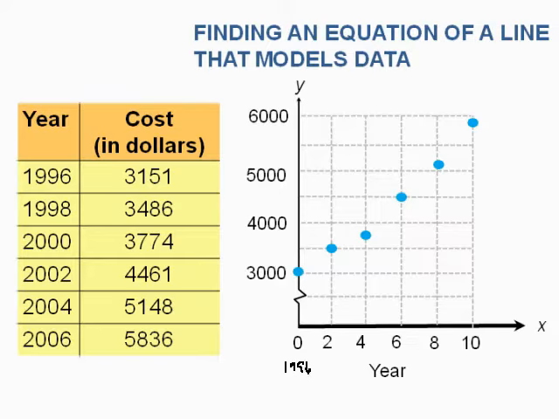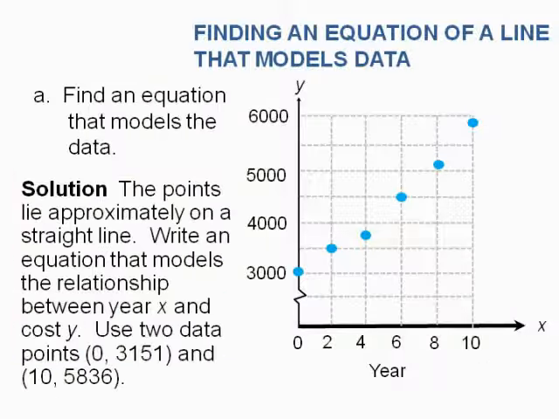1996, 1998, 2000, 2002, 2004, 2006. So that's what I'm looking at here. It looks like increments. And then they've got the cost in dollars plotted, and it almost looks like a linear pattern, doesn't it? That's pretty close to a line. So we're just analyzing some data here.